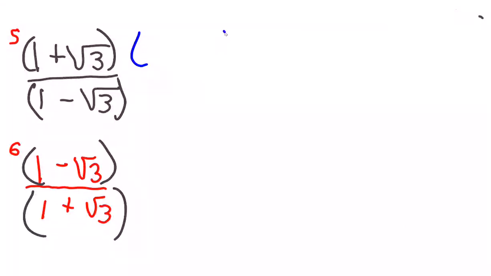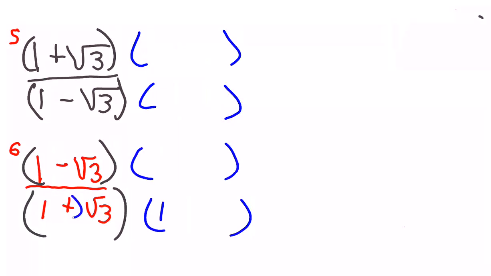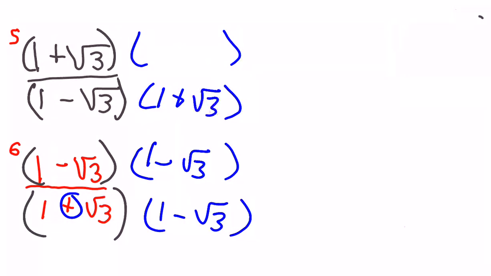So what am I multiplying by here? If I have a binomial, I'm multiplying by the opposite sign than this. So it's going to be a 1 minus square root of 3. This one is going to be a 1 plus square root of 3. I'm kind of doing 2 problems at once here.